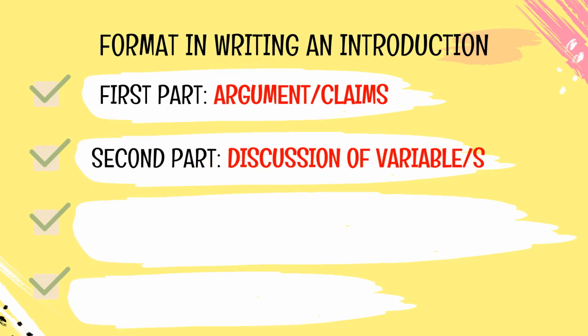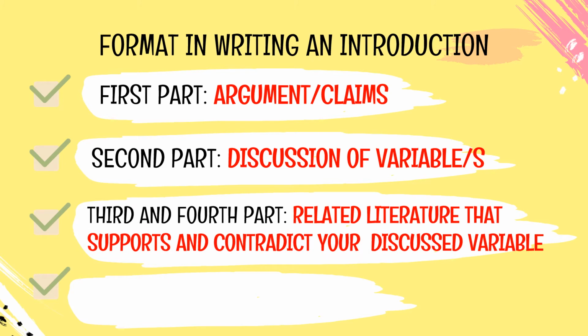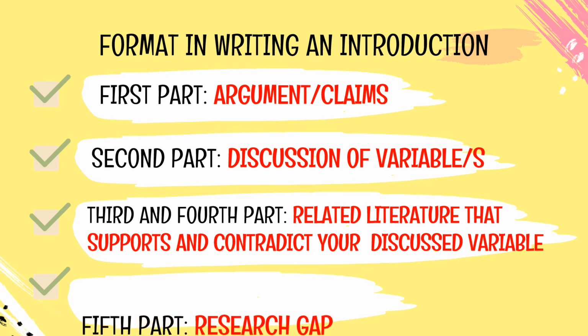For the second part, this is a discussion of the variable. What is the variable in your study? Introduce it here with providing sufficient explanation. Third and fourth part, this is the related literature that supports and contradicts your discussed variable. Provide sufficient information about the variable that will not just support but contradict it also.